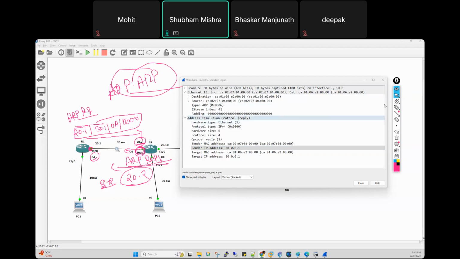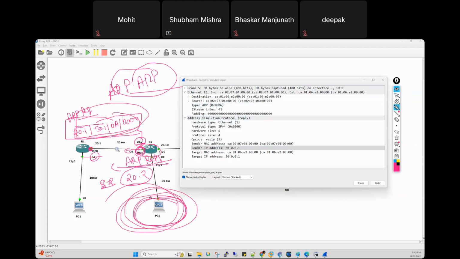Guys, who is 30.1 here in your network? This is 30.1 in your network, and this router is responding to the ARP request on behalf of this one. This is because of proxy ARP.